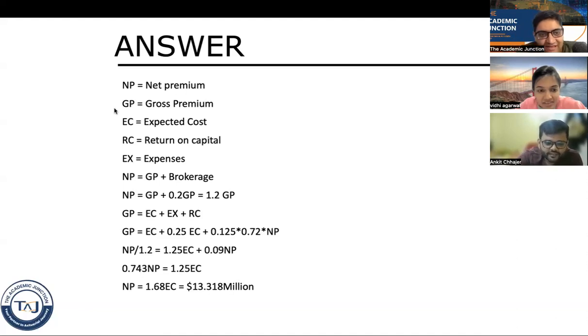Because of that one point, I went wrong. Gross premium, expected cost 0.09 net premium plus return on capital. So it is 0.072, no? You have written 0.72. Correct. That is 7.2. So if you multiply 0.125 into 0.72 into 0.8 gives you 0.07. The problem is I got 0.09 because of that one mistake. So from 7% it went to 9%.